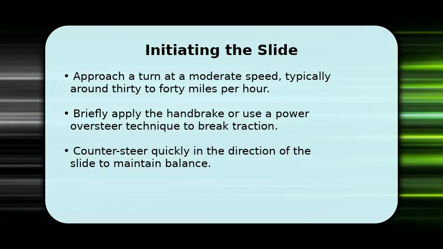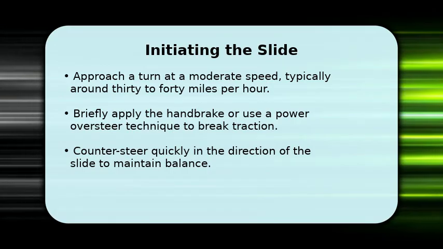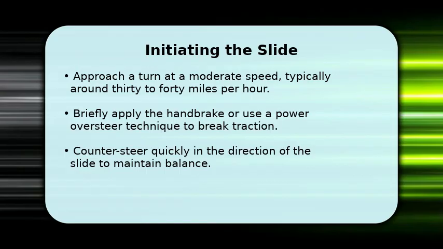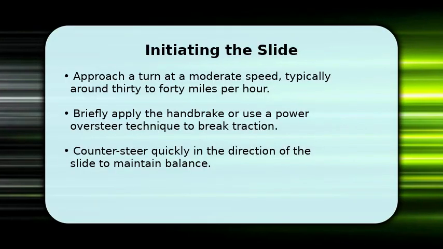To begin, approach a corner at a controlled speed, perhaps 30 to 40 miles per hour. You have a couple of options to initiate the slide. A quick flick of the handbrake or a burst of throttle, known as power oversteer. As soon as the rear tires lose grip, you must immediately countersteer, turning the wheel into the slide. This quick reaction is key to maintaining control.